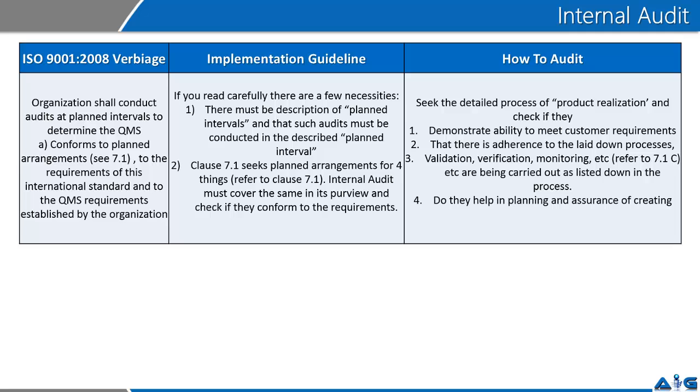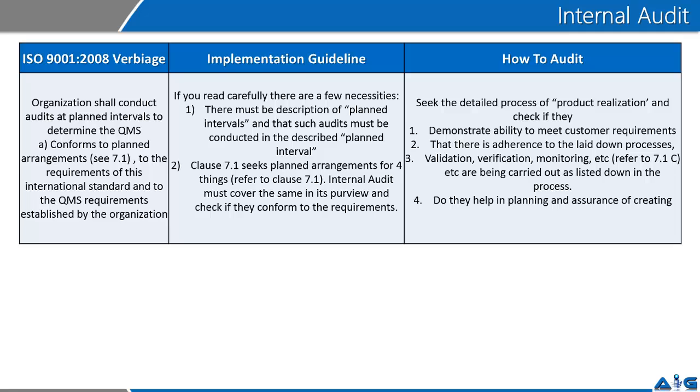If you read carefully, there are a few necessities. One, it says the organization shall conduct audit at planned intervals. So you must create a description of the planned interval. What is the periodicity? 3 months, 6 months, yearly, what? And the internal audits must be conducted in the described planned interval. So if you've said that you will conduct the internal audit once every 6 months, so be it. You will have to conduct the internal audit every 6 months.